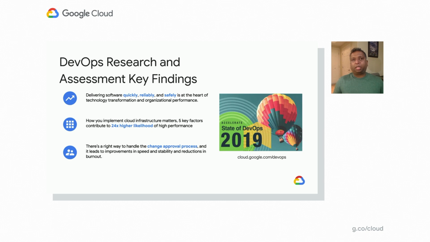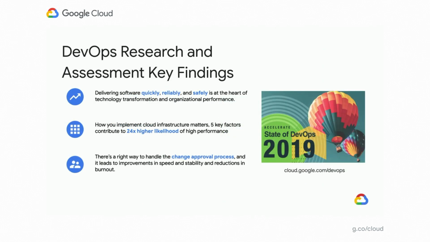DevOps Research and Assessment is an organization which does research on these topics. And this is a company which Google acquired a little while ago. They published a report in 2019 after talking to a lot of enterprises about the state of DevOps in those respective organizations. And they had some key findings.